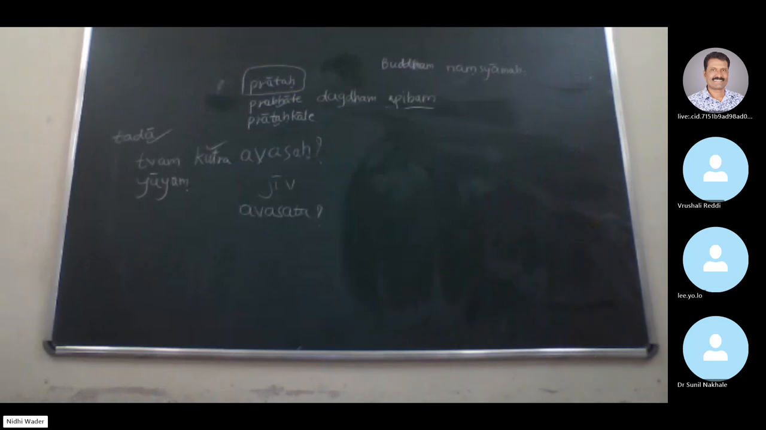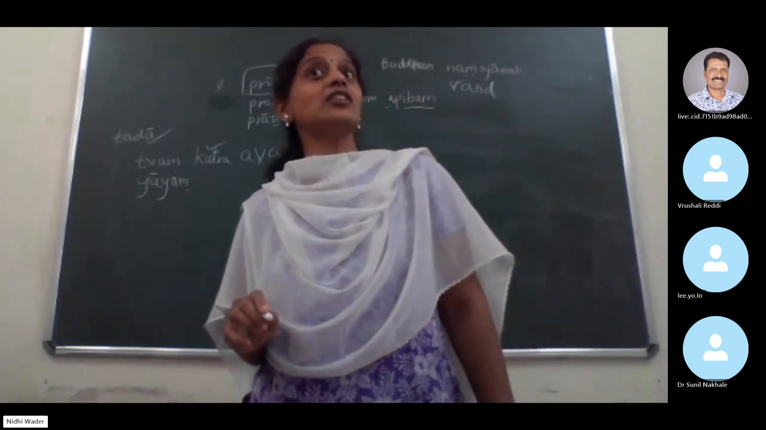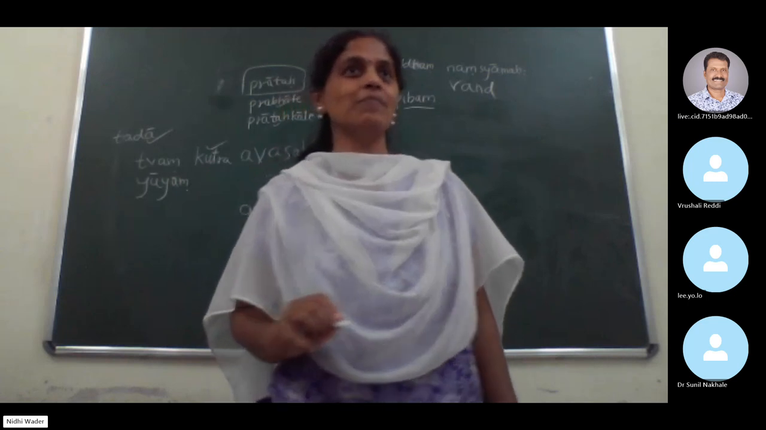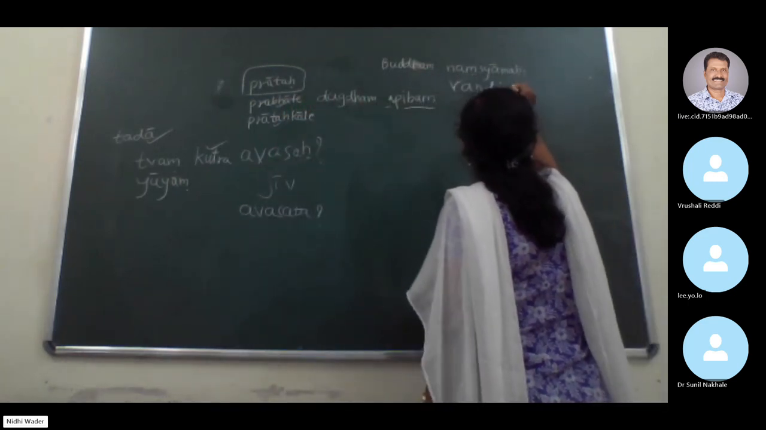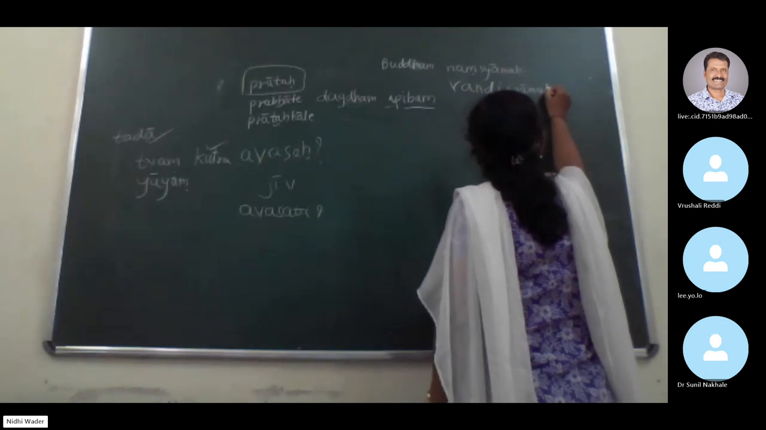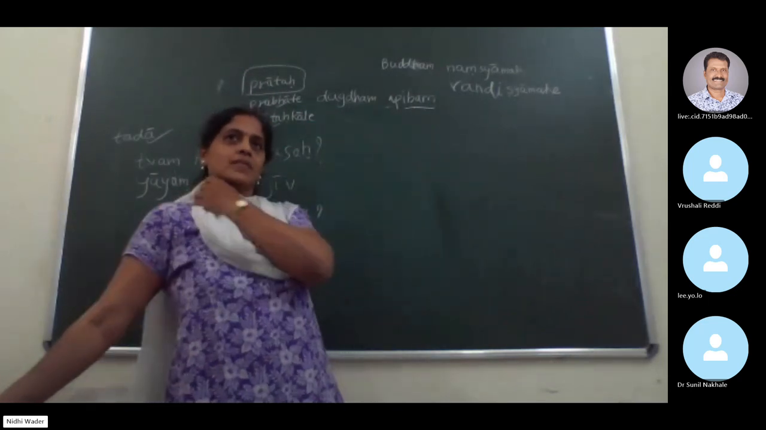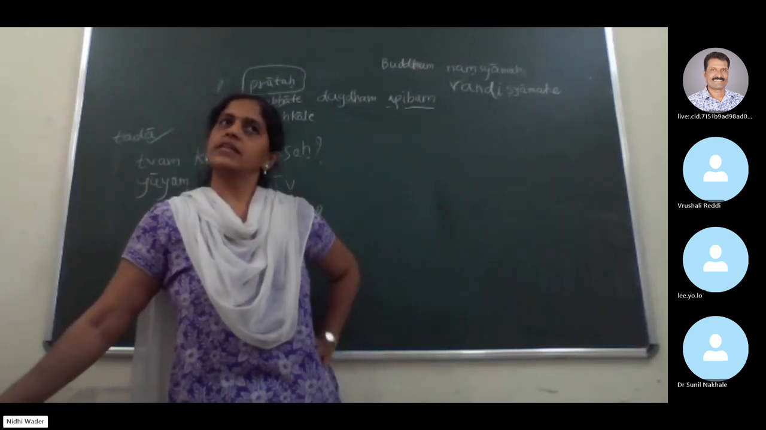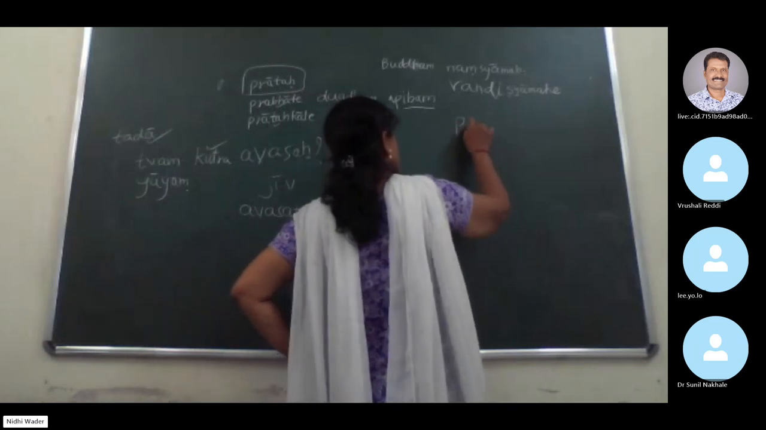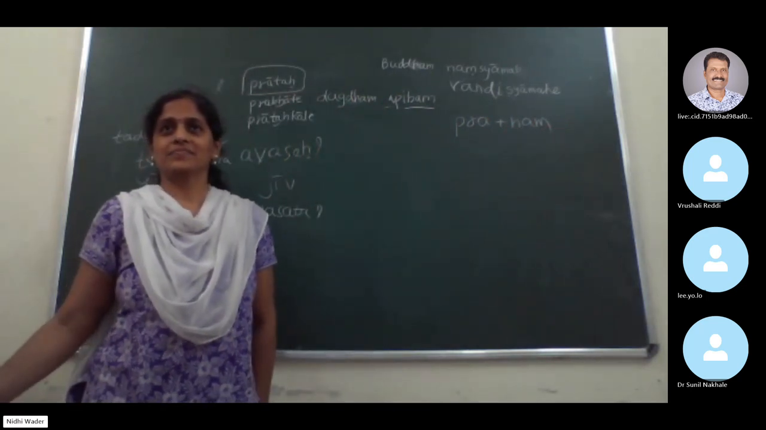Buddham namasyamaha. Perfect. Now I can use even another verb, vanda. We have learned another verb. But Vanda is Atmanepada. Yes, we have learned Vanda is Atmanepada. So, what will be the form of Vanda in future? Yes. Vandishamahe, because it's first person plural. Vandishamahe. Yes, yes. I have got one more option. Pra plus Nama. That can also be used. Yes. I can use that also.